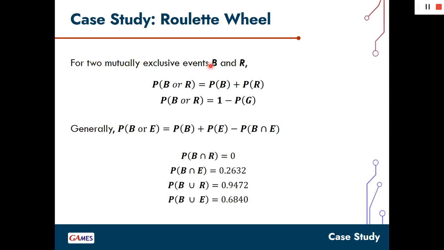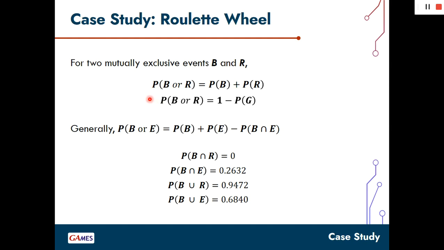So we now look at mutually exclusive events, black and red, which do not occur together. So when you check the probability of getting either a black or a red, the probability of a black event or a red event is simply the addition of the two probabilities. So simply add the probability of getting a black and the probability of getting a red. That gives you the probability of getting a black or red.